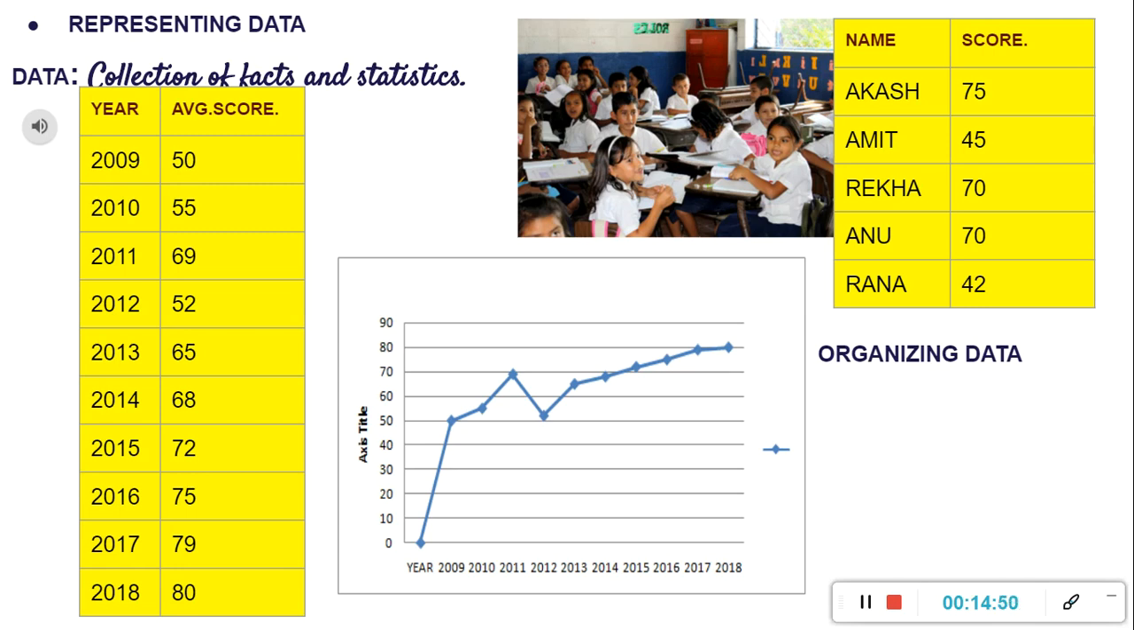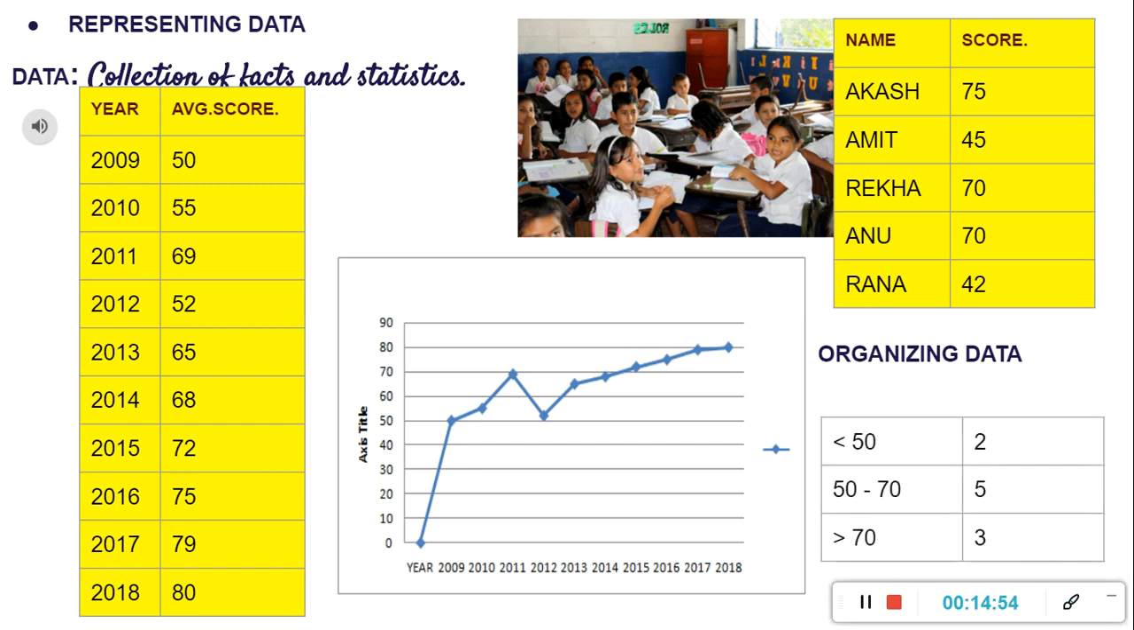the number of students who score less than 50, that is 2. The number of students who score between 50 to 70 is 5. The number of students whose score is more than 70 is 3. Now, this data is looking at the table which I have shown here.